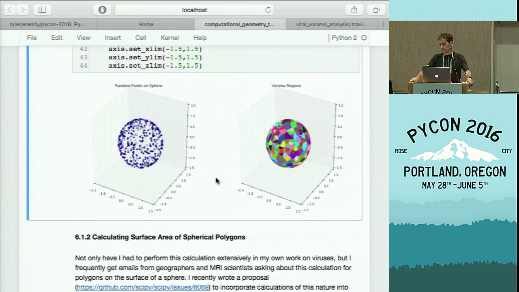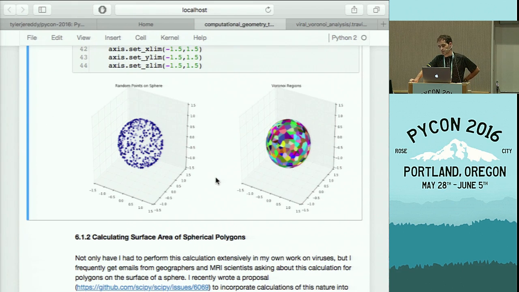And that's just sort of the starting point, right? Most people won't just want to generate that spherical Voronoi diagram. They'll actually want to do something with it. Often you'll be interested in, for example, the surface area. If you want to calculate the surface area of a planar polygon, there are a lot of really good ways to do that.